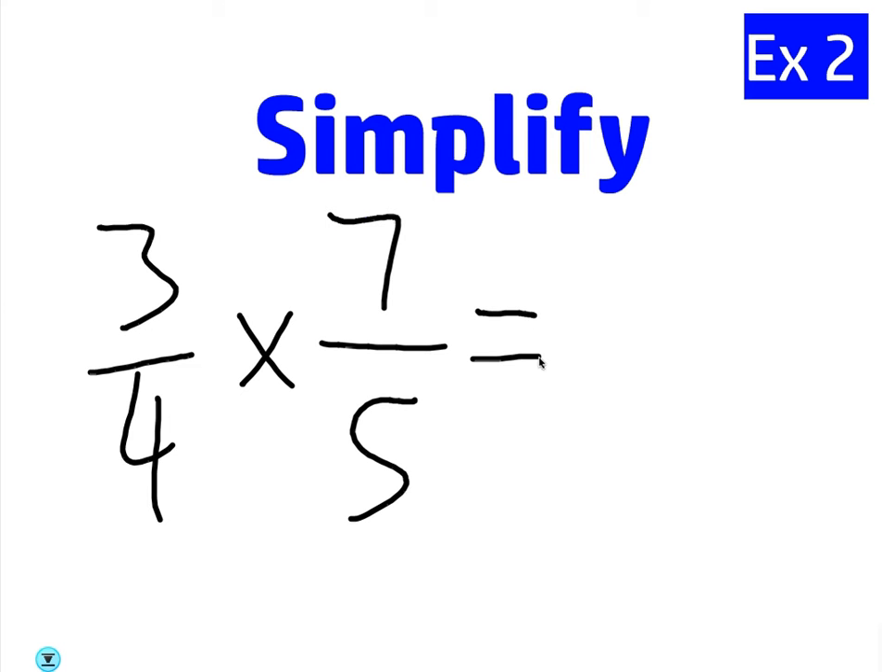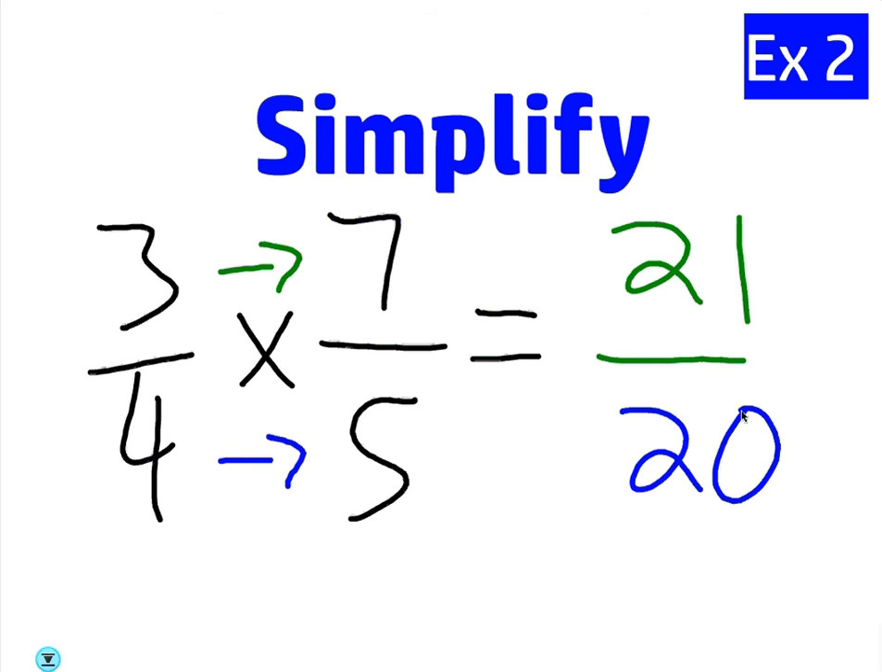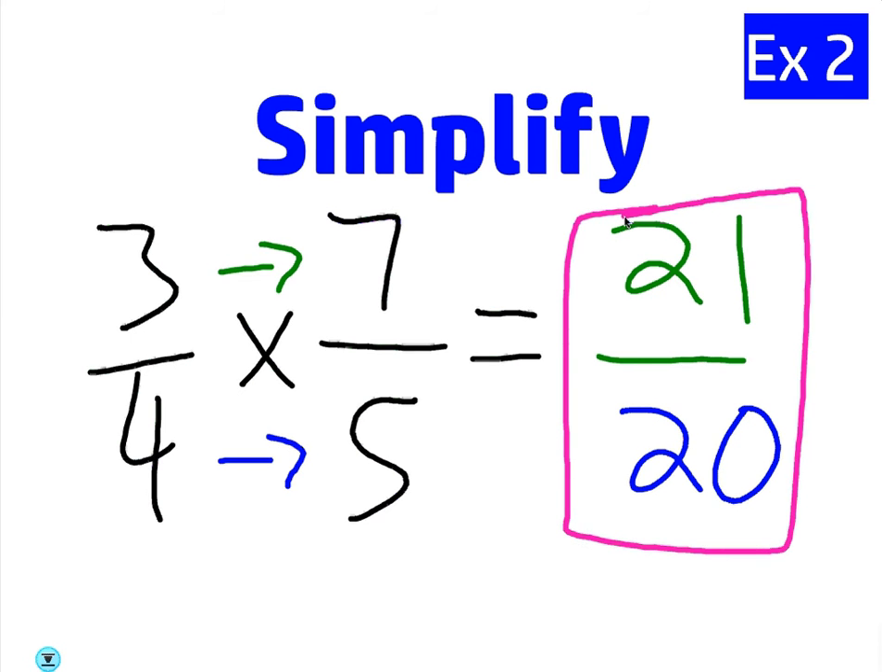What you got? 21. Okay, so the top is 3 times 7, which is 21. Bottom? 20. Now this particular one, you cannot reduce, okay? 21 and 20 do not have a common factor other than 1, so therefore this is going to be the final answer. In fact, several on the assignment will be that way. So if you can't reduce it, don't reduce it. Answer 21 over 20.